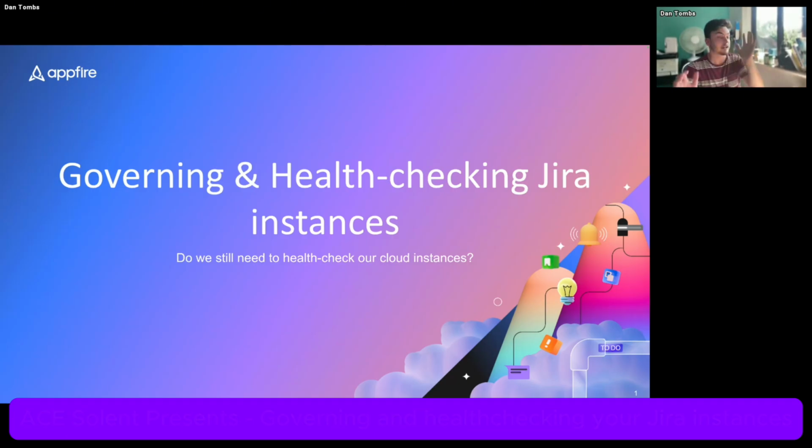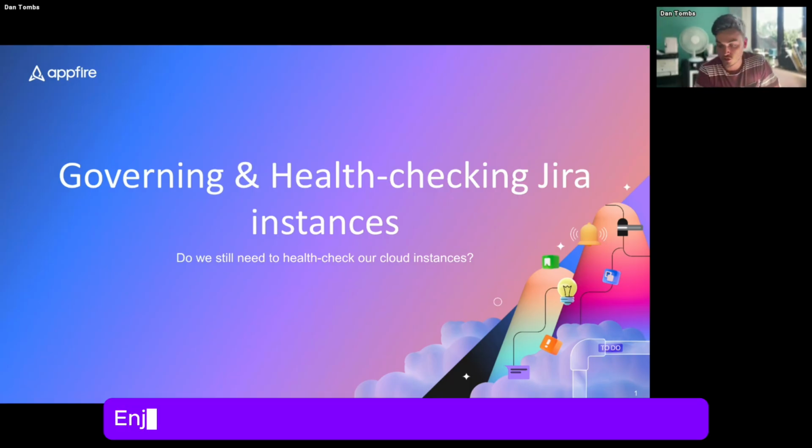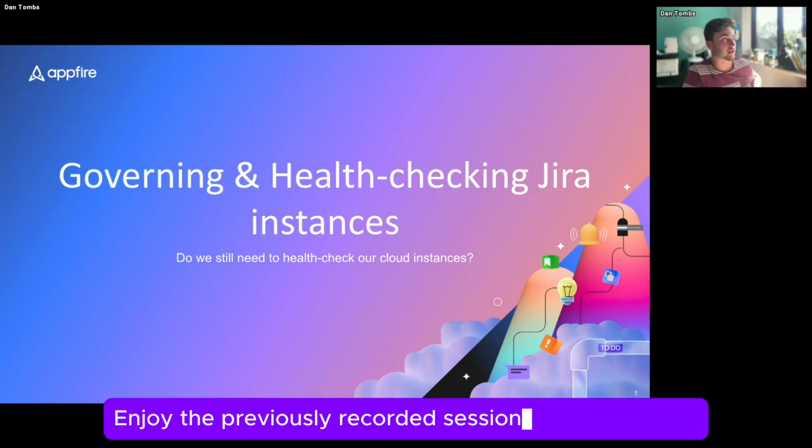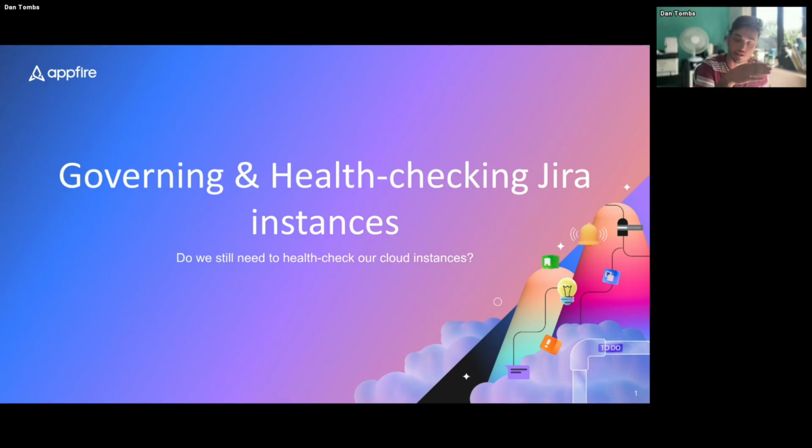Okay. Well, yes, welcome to today's talk. This is all about governing and health checking Jira instances and that progression that we've seen from server through to GC and then into cloud. Now, what I am going to show you has been built with Appfire apps, but the principles are going to be the same. So no matter who or how you build this, we're going to go through the hows and whys of what we did.